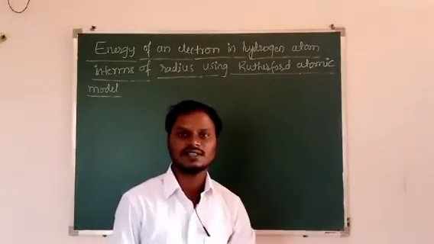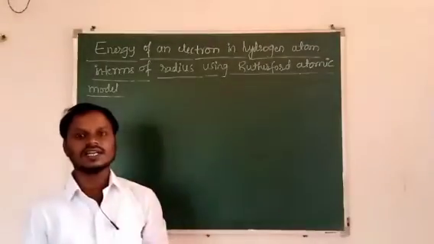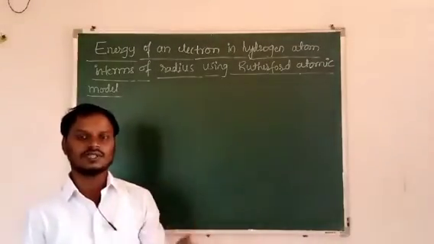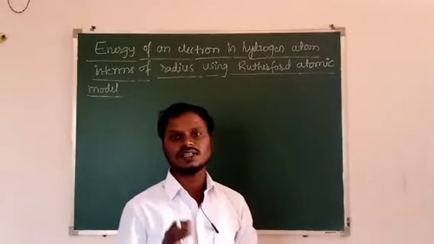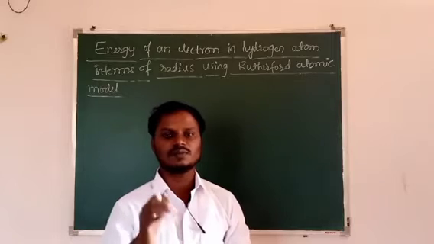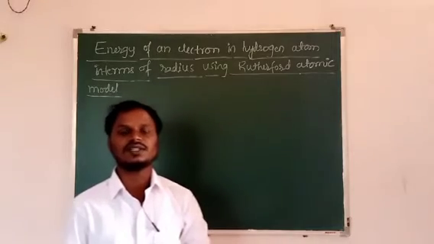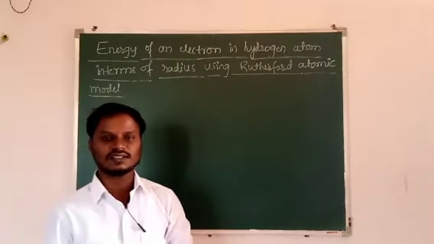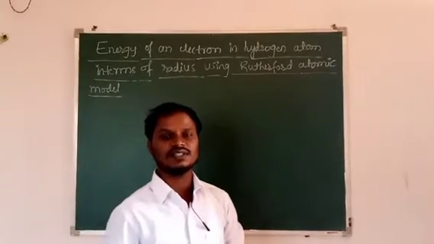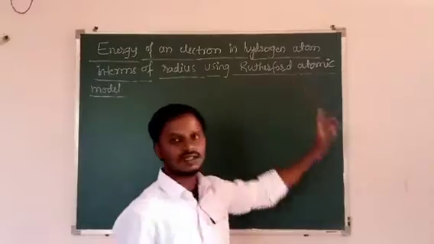So listen here. The electron has energy in the given orbit. Why does that electron have energy in the given orbit? Because of the kinetic energy of the electron and also the potential energy of the electron. The sum of the kinetic energy and the potential energy gives the energy of the electron in the given orbit of the hydrogen atom.